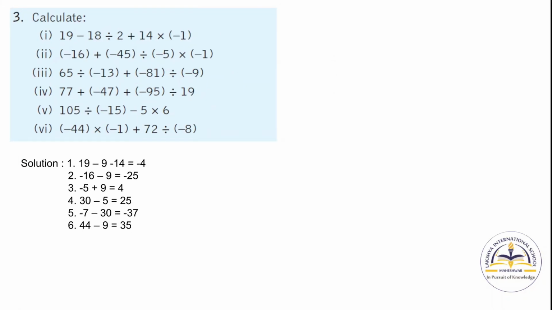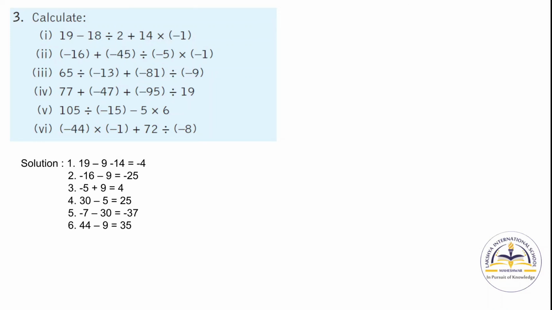Question number 3. Calculate first 19 minus 18 divided by 2 plus 14 into minus 1. First we will solve the division, meaning 18 divided by 2. So 19 minus 9 minus 14 equals, the answer will be minus 4.